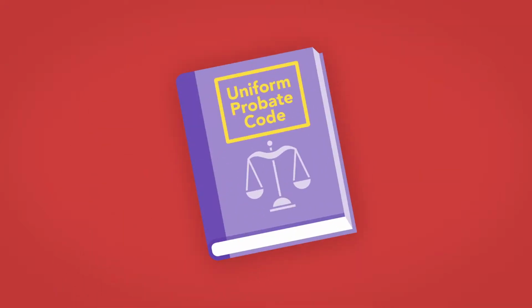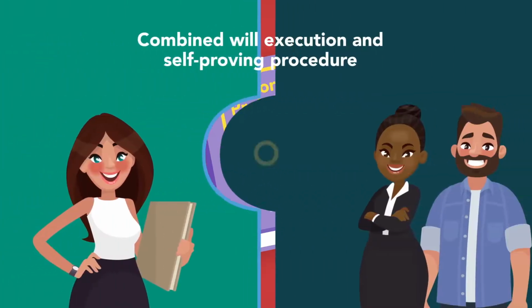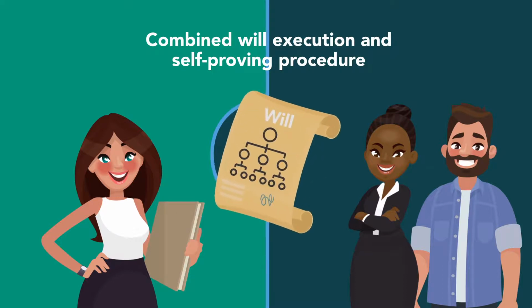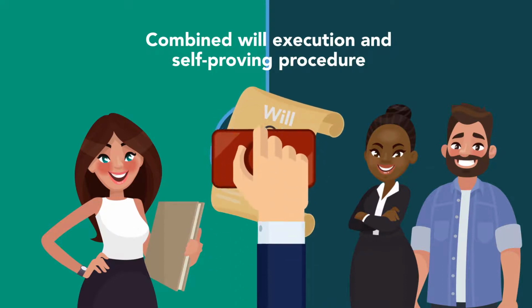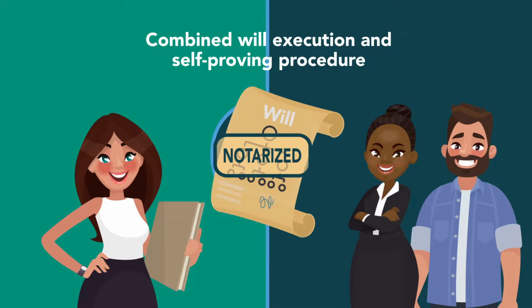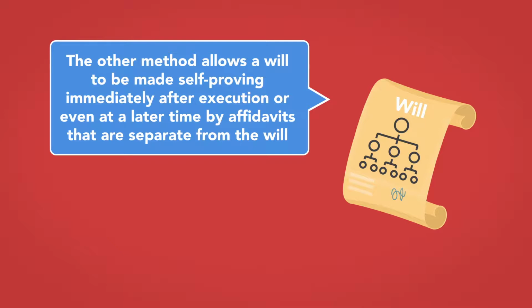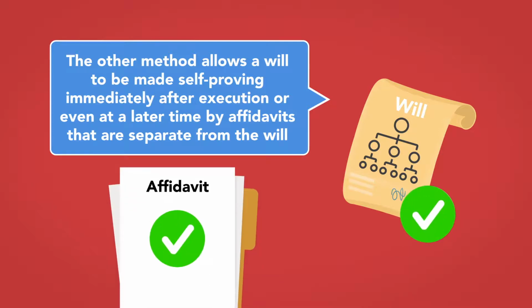The Uniform Probate Code provides two methods of execution and self-proof. The first is a combined will execution and self-proving procedure that allows the testator and witnesses to both execute and attest a will, and at the same time make it self-proving with the inclusion of a notary's signature. The other method allows a will to be made self-proving immediately after execution, or even at a later time by affidavits that are separate from the will.